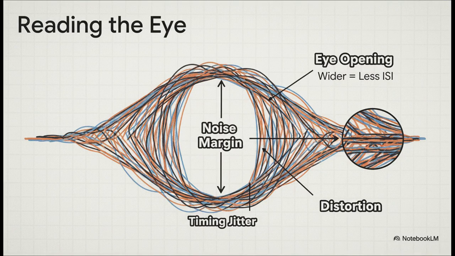So let's break down what we're looking at here. That big opening in the middle, the height of it tells you how much noise the signal can handle. The wider that opening is, the more forgiving the system is to timing mistakes, or what we call jitter. And those thick, blurry lines at the top and bottom, that's a direct measure of distortion. It's like a complete physical exam for your data, all in one shot.